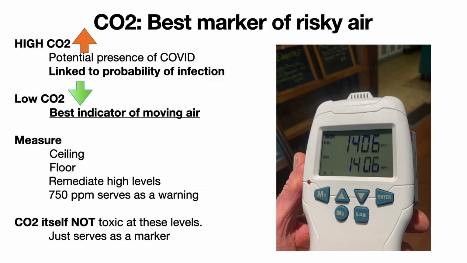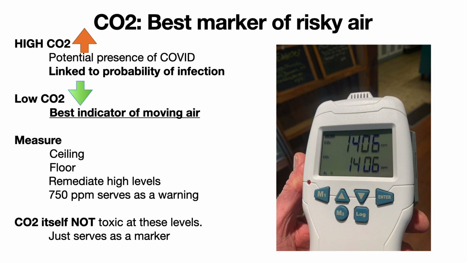So let's just look at this. High CO2 signals the potential presence of COVID. Obviously, it doesn't cause COVID. It's just that if there's COVID in the room, this is linked to the probability of infection. When they had a super spreader event out in Washington State with a choir, and they went back to measure the CO2, I believe it came up to 2,200. So an exceptionally high level, which may have explained that super spreader event.